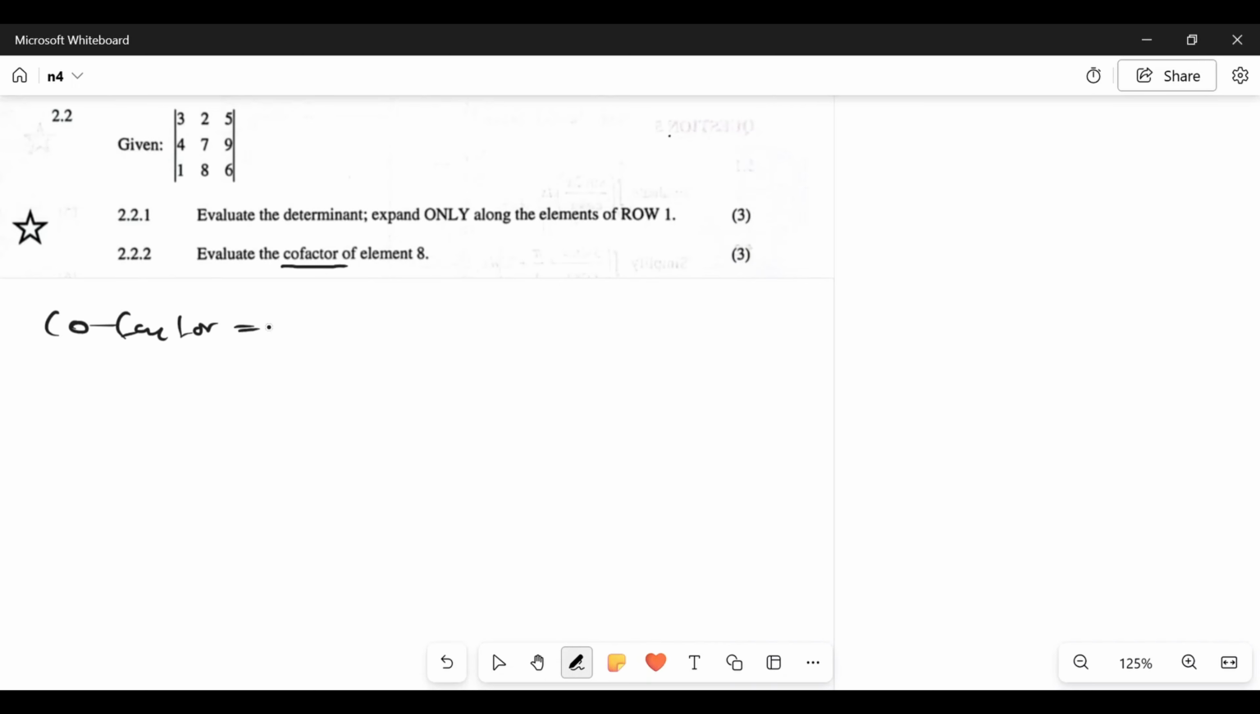Cofactor is equal to, inside the bracket, -1 to the power of i plus j, multiplied by the minor, right? So I'm going to try to explain the meaning of these things. Let's start with i and j. i and j are basically row and column. If you have a minor, for example, it's going to be written like this: i and j. There we go. i is actually the row, and j is actually the column.